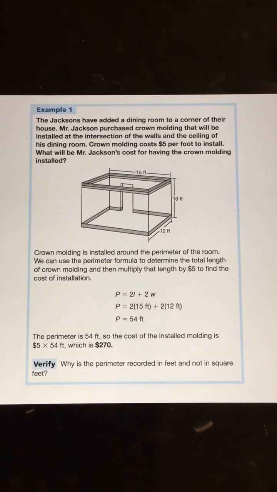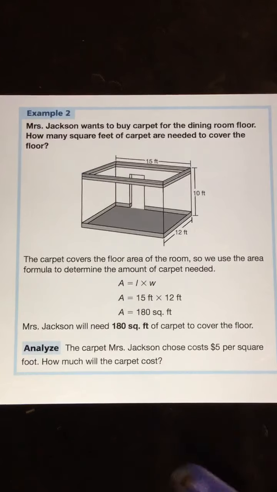All right, now, why is the perimeter recorded in feet and not in square feet? Because the perimeter is measured in units of length, not square units. All right, let's move on to example number 2.